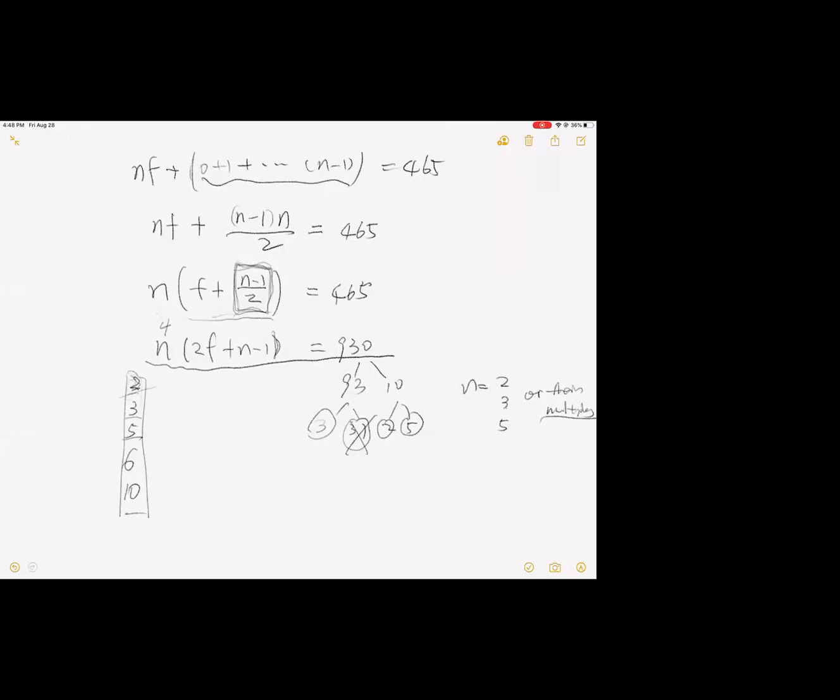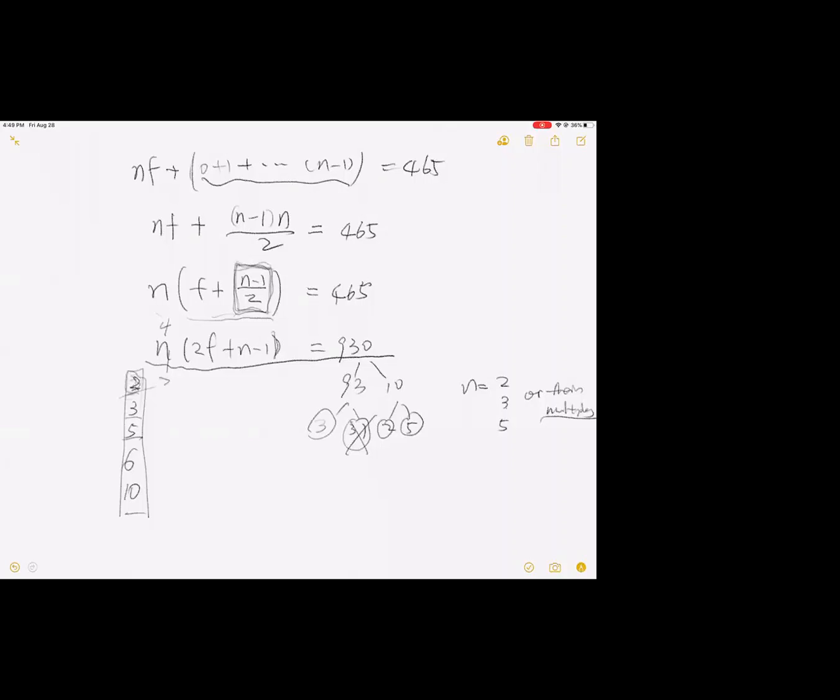Do you need to try all of them? Wait, there are some that are too small. Which ones are too small? So what if n is 2? Oh wait, so just find the smallest possible value that could be possible. What's the smallest possible n?